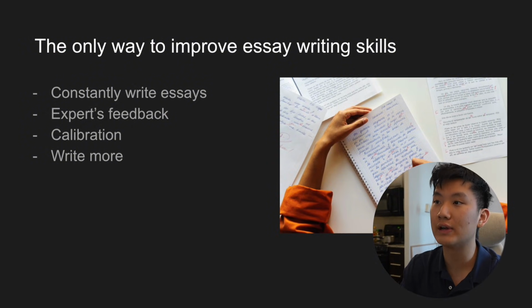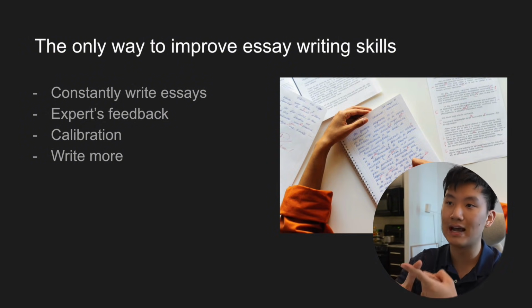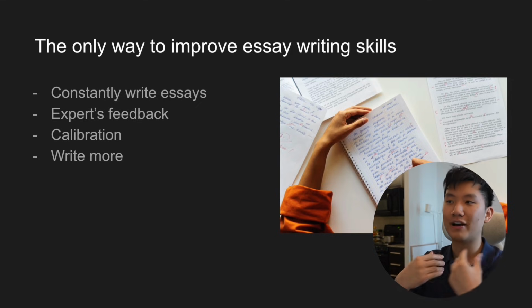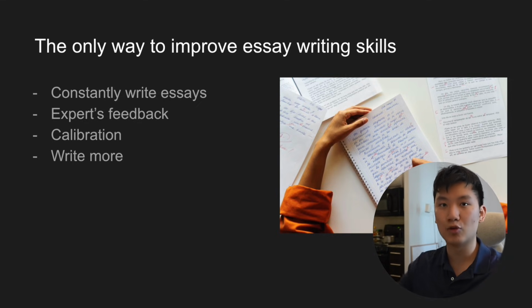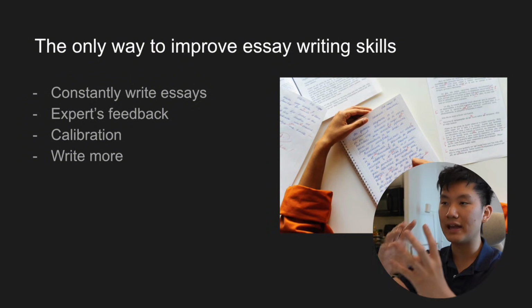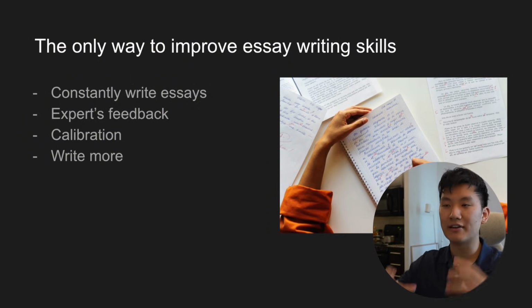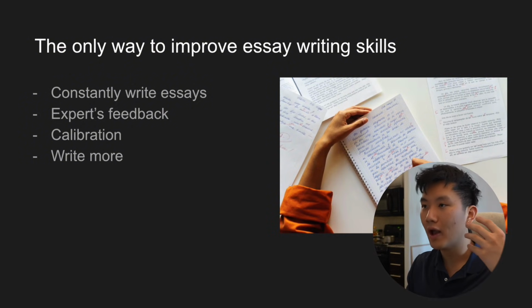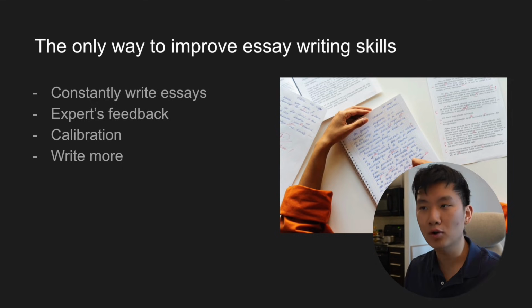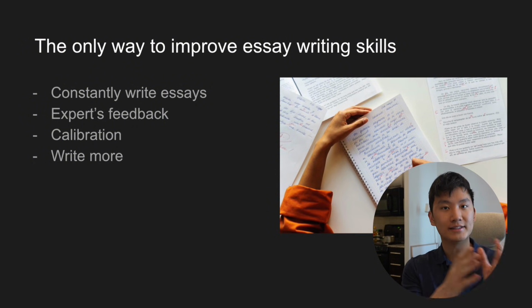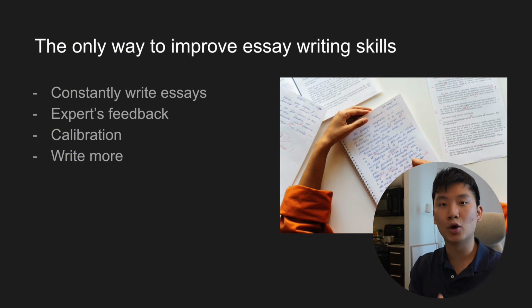The only way to improve your essay writing skills would be to constantly write essays, have a teacher or myself provide feedback on every single essay, and then calibrate off of that feedback and writing more essays. The process of gaining feedback and calibrating creates a feedback loop of improvement, where every time you receive feedback, you understand the mistakes you have made, how you can improve, and this carries on to your next essay. It is how I average 16 to 18 out of 20 on every single paper 1 essay.